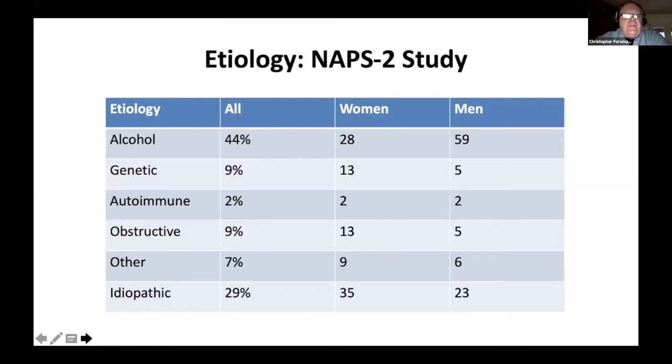And in many of these patients where you presume alcohol is the cause, it's actually a combination of smoking and alcohol. Smoking seems to be just about as toxic to the pancreas as alcohol.